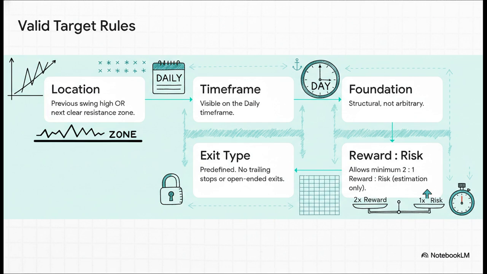No exceptions. Second, the time frame. It must be clearly visible on the daily chart. This helps filter out all the distracting noise. Third, its foundation. It has to be structural, based on the chart, not some arbitrary profit goal you made up. Fourth, reward versus risk. It needs to allow for at least an estimated 2-to-1 reward for the risk you're taking. And finally, number 5, and this one's crucial, the exit is predefined. That means no trailing stops, no wait-and-see attitude. The exit is locked in before you ever hit the buy button.